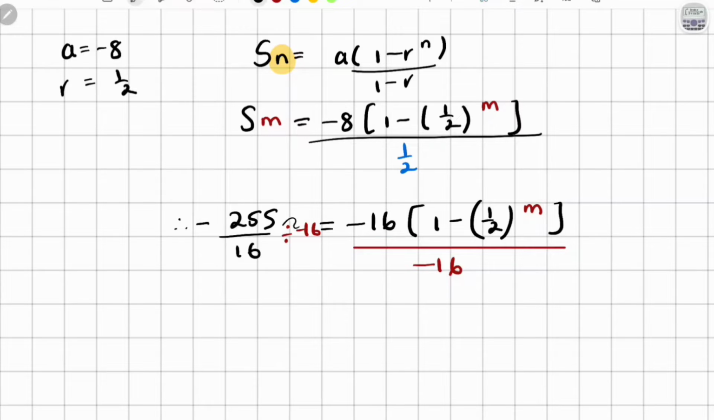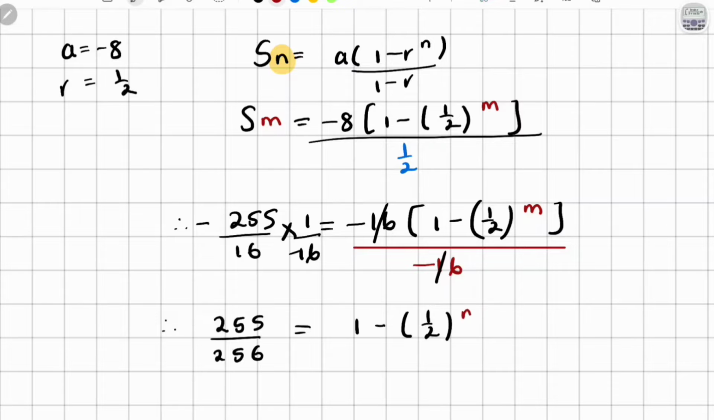And then what's going to happen on this side is this. You see, we're dividing by negative 16. It's the same thing as multiplying by 1 over negative 16 because of tip and times. So 16 times 16 is 256. Remember that these are both negative, so when they multiply, they will become positive. So our answer here will be 255 over 256. And this is equal to, 16 cancels here, and now you have 1 minus 1 over 2 raised to the power of m.